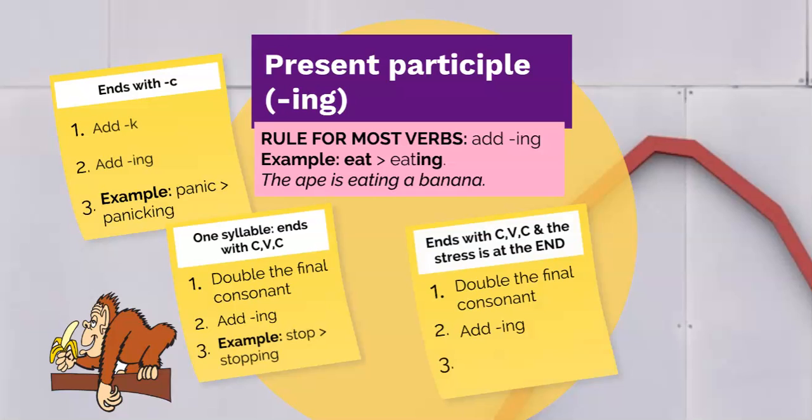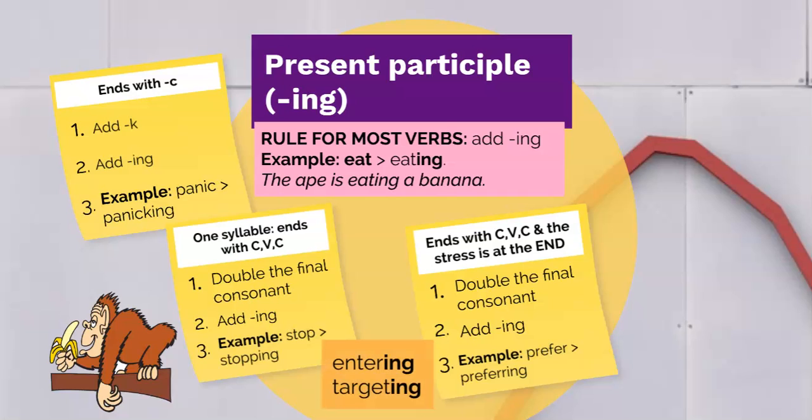Same rule applies again if you have a consonant, vowel, consonant in a longer word and the stress is at the end. For example, prefer. Again, you can hear that stress on the fur. Consonant, vowel, consonant, double that final consonant.